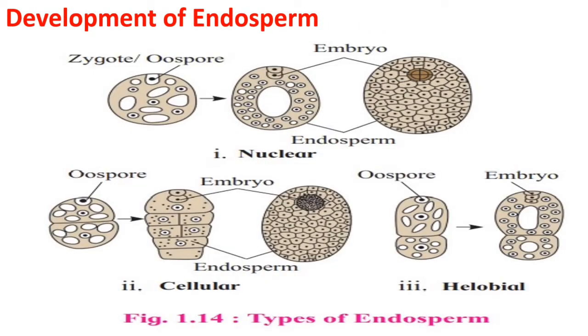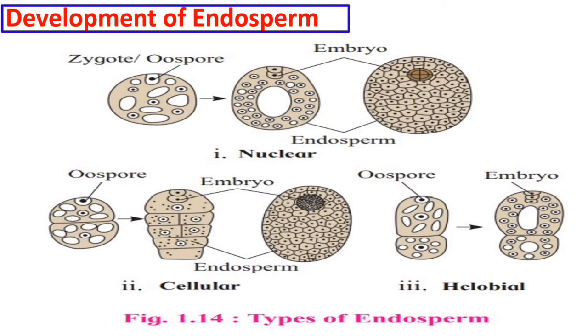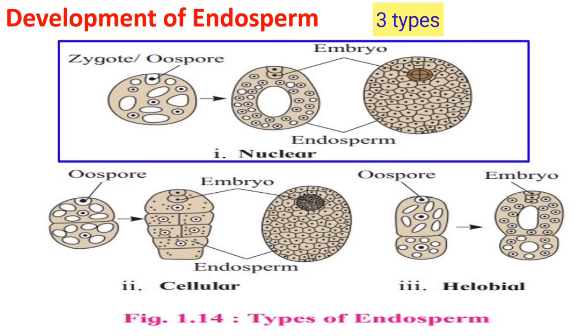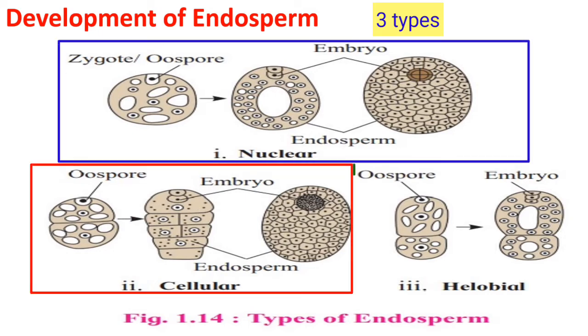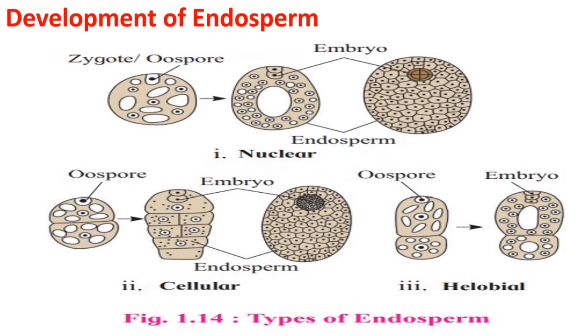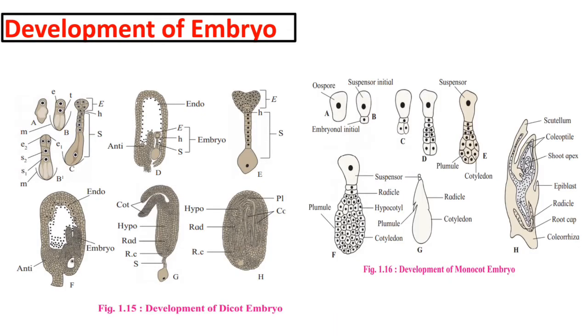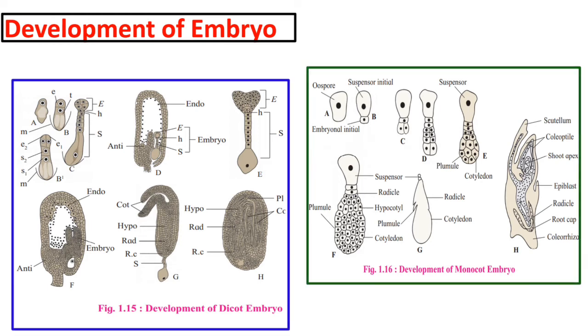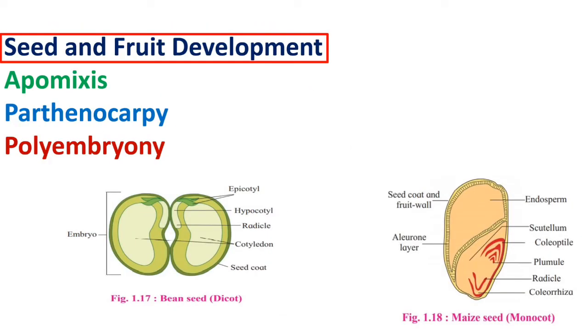Then there can be a question: describe the development of endosperm. Endosperm formation is of 3 types: nuclear type, cellular type, and helobial type. Then describe development of embryo. You can see the development of dicot embryo and development of monocot embryo. Then describe seed and fruit development. What is apomixis and its types?